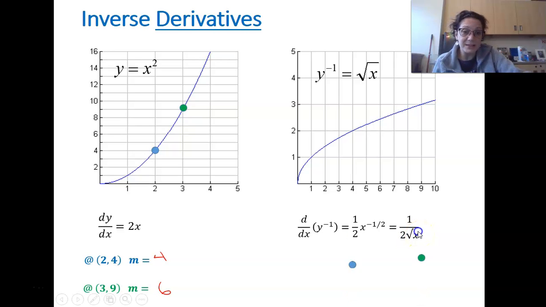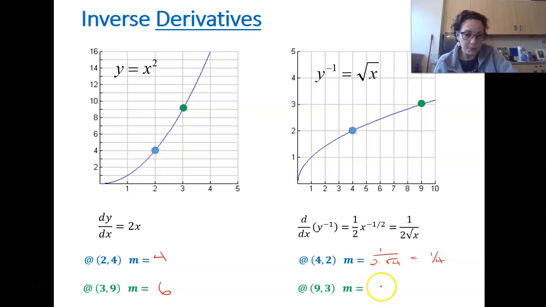So once again, let's take a look at the slopes at these 2 points. The point (2, 4) became the point (4, 2). My slope, here's my equation for my slope, but now my x value is 4. So my slope on this graph at the point (4, 2) is going to be 1 over 2 times the square root of 4, also known as 1/4. At the point (9, 3), my slope is going to be 1 over 2 times the square root of 9, because 9 is now my x value, also known as 1 over 6. You may notice something. I'll give you a moment.